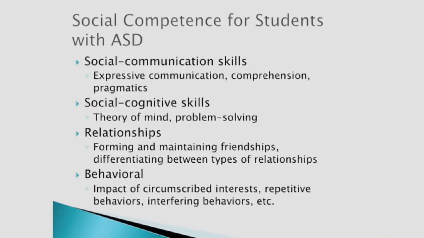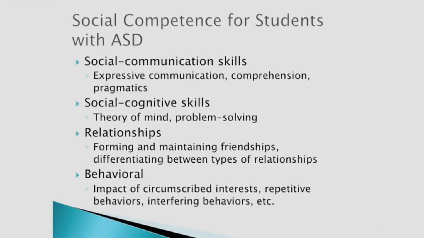Oh, good, there's one. So pragmatics, as you know, is what to say, how to say it, who to say it to, and when to say it. And of course, that encompasses both nonverbal communications as well as verbal communications. And so social communication skills go into social competence, and it's an important skill for our kids with ASD to learn. Social cognitive skills are things like theory of mind, so understanding how to see things from another person's perspective.